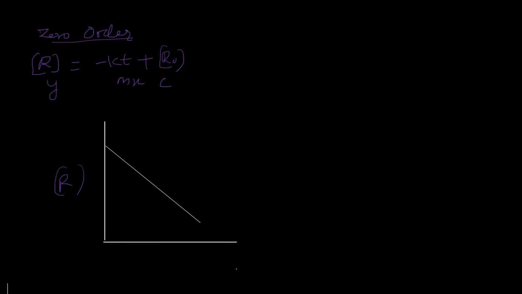So using this we can easily find the slope of the line. For zero order also we can do the same. We can draw two graphs. For the first graph, we need to take the first equation, that is R is equal to minus KT plus R zero. This is y equal to mx plus c. So y is R, x is t, and we'll get a line like this. And this is R zero, and the slope of this line will be equal to minus k.